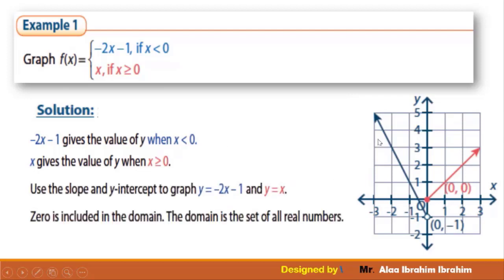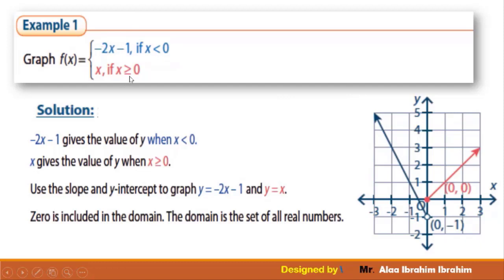I have to choose the places now. I told you if I put in 0, it will be negative 1, so the point is 0 and negative 1. I told you 0 is not included here, so I make it an open circle like this. For the second point, I can choose anything, like negative 2. Negative 2 times negative 2 is positive 4, minus 1 is 3. So it's negative 2 and 3. Now I connect them with an arrow like this. This represents this function.